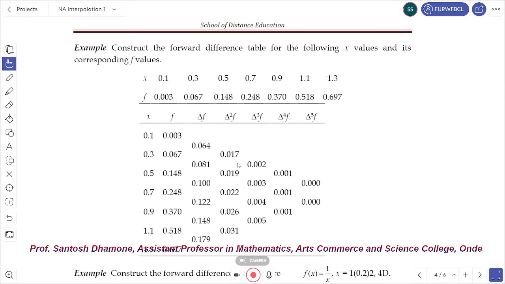We take one example. Construct the forward difference table for the following x values and their corresponding f values. Here x and f are given. The values of x are 0.1, 0.3, 0.5, 0.7, 0.9, 1.1, 1.3. First we have to check whether the values of x are equidistant or not. Here the difference between two points is 0.2.